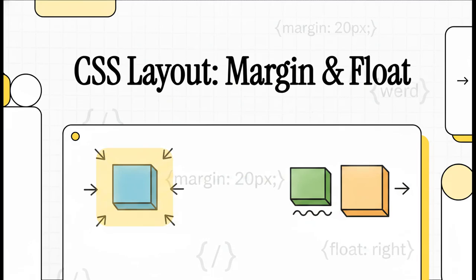All right, let's dive into two of the absolute pillars of CSS layout, margin and float. These are some of the original tools for controlling where things go on a web page. By the end of this, you're going to have a solid handle on how to manage space and control the flow of your content. Let's get right into it.